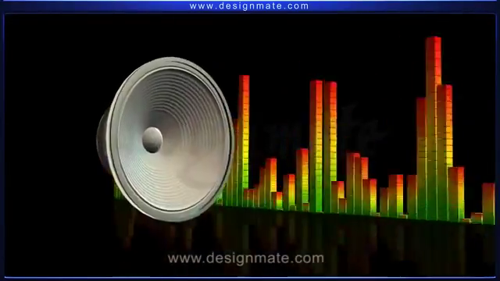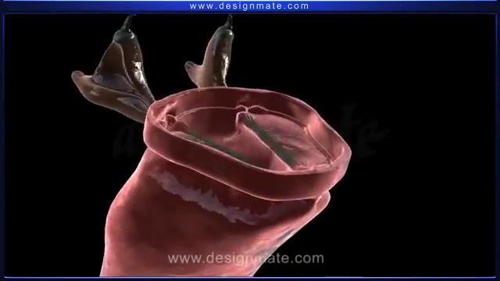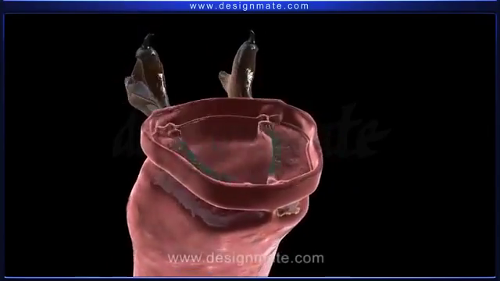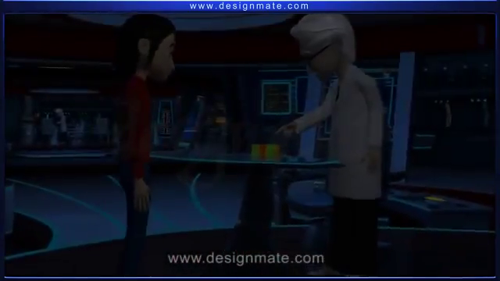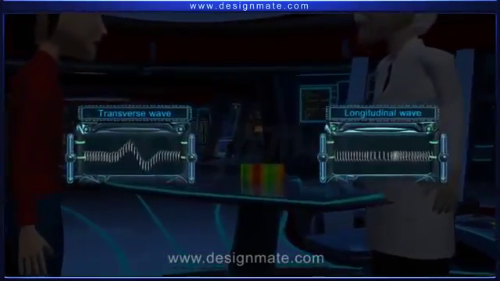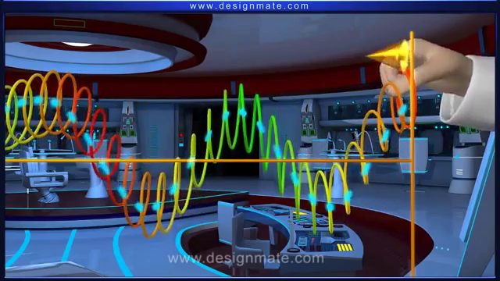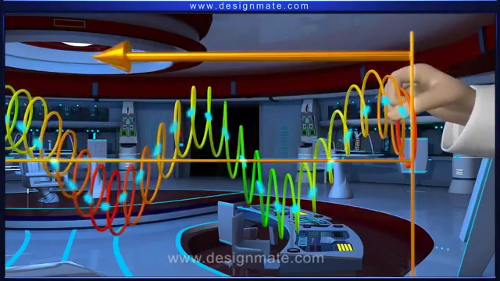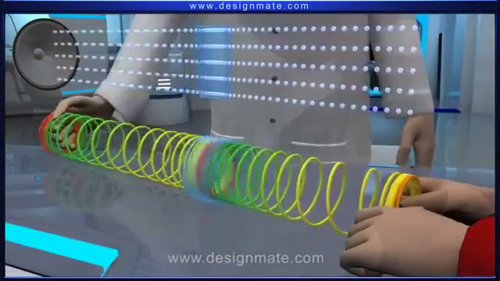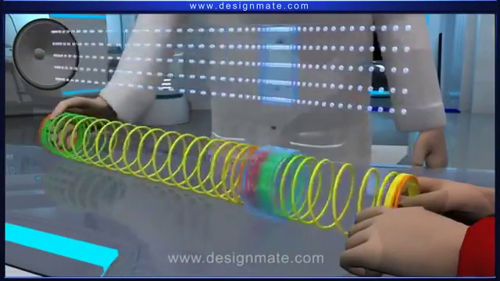Summary: every sound is produced by a vibration. Vibrations are produced by our vocal cords when we speak. There are two types of waves, transverse wave and longitudinal wave. In a transverse wave, the particles vibrate at a right angle to the direction of the wave. In a longitudinal wave, vibrations are parallel to the direction of the wave.